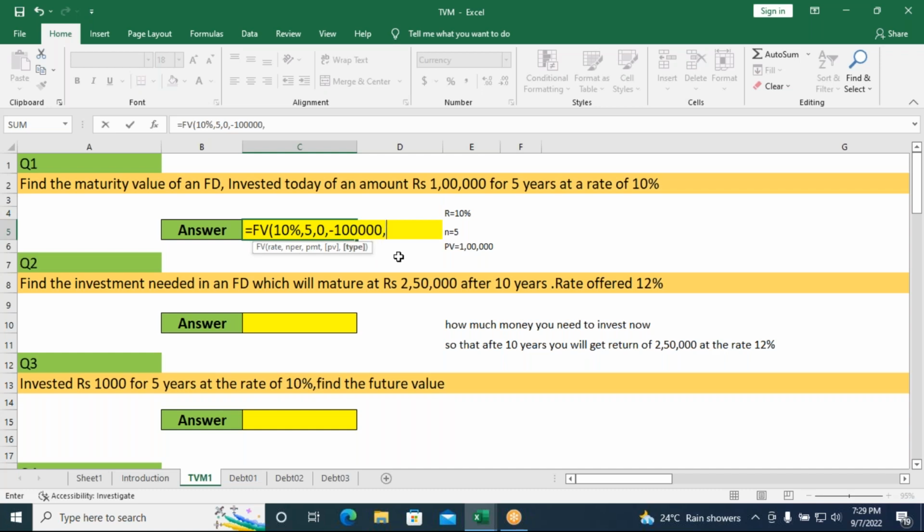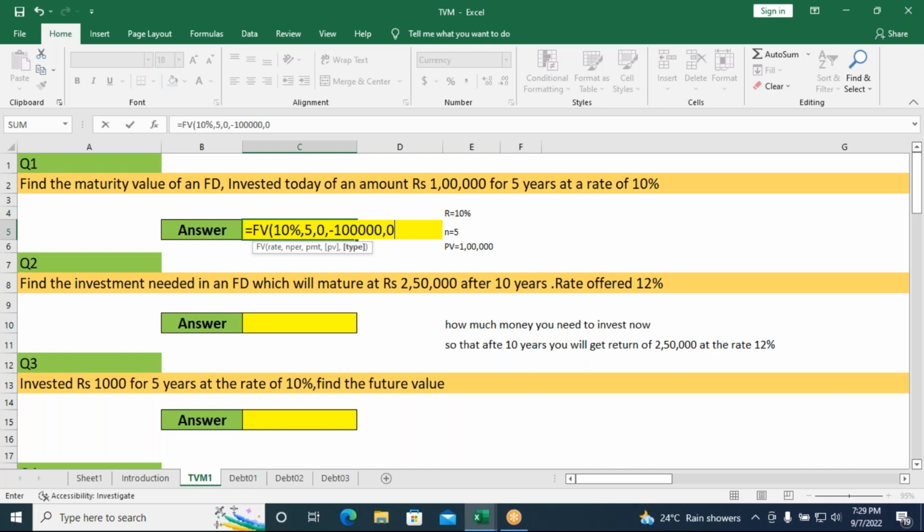Okay. So now type, what am I looking for? Am I looking for the end of the period or the beginning of the period? So at the end of the period, what is the amount that I'm going to receive? So that is 0. If I give 0, it is the end of the period. If I give 1, it is the beginning of the period. So now I am looking for the end of the period. And close the parenthesis, enter.